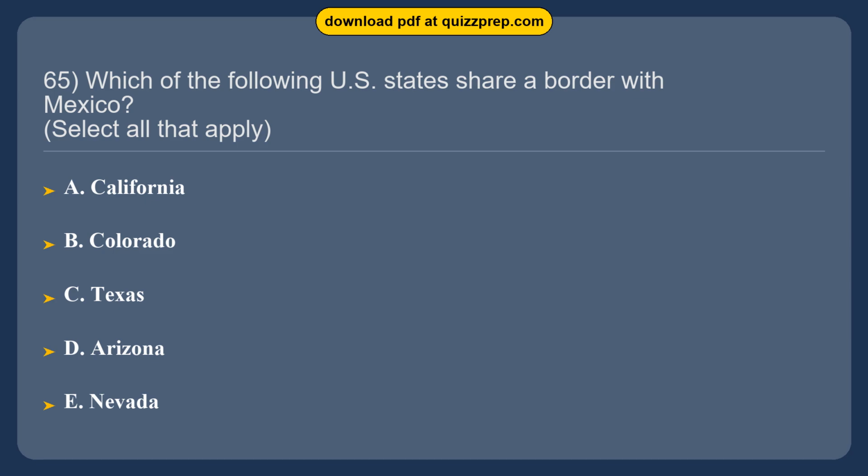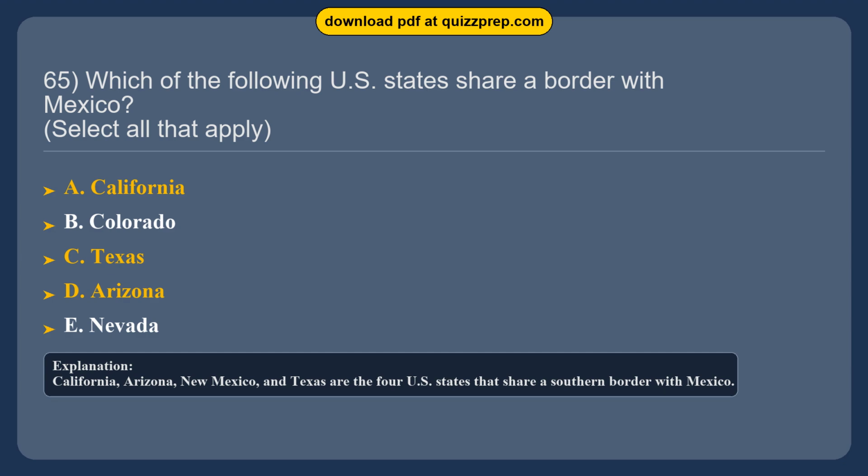Question 65. Which of the following U.S. states share a border with Mexico? Option A. California. Option B. Colorado. Option C. Texas. Option D. Arizona. Option E. Nevada. The correct answers are options A, C, and D. California, Texas, Arizona. California, Arizona, New Mexico, and Texas are the 4 U.S. states that share a southern border with Mexico.